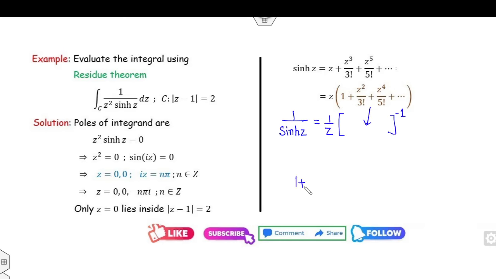Fine. Now we can use the expansion series: 1 plus x raised to power minus 1 is 1 minus x plus x square minus x cube and so on.